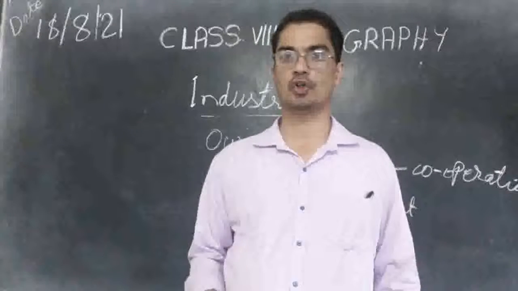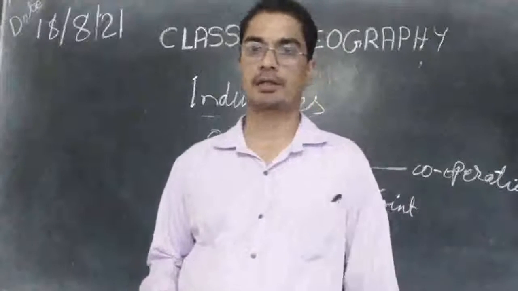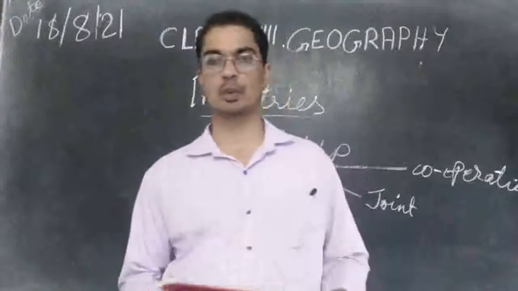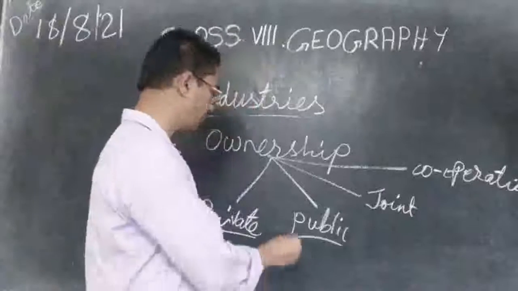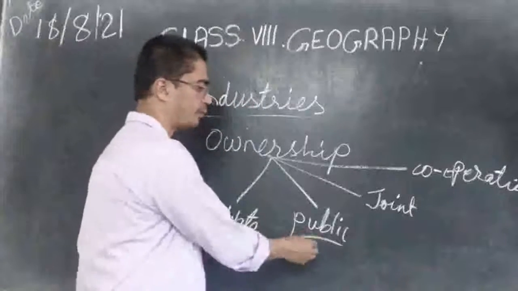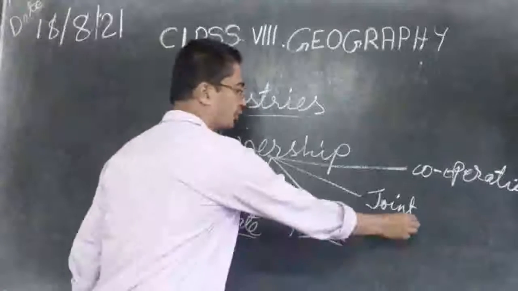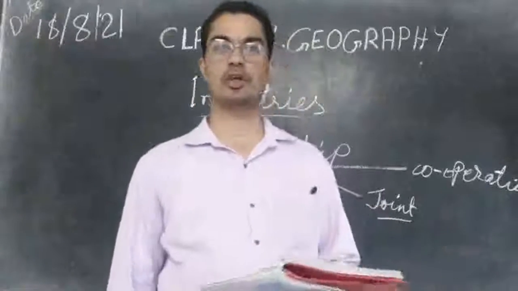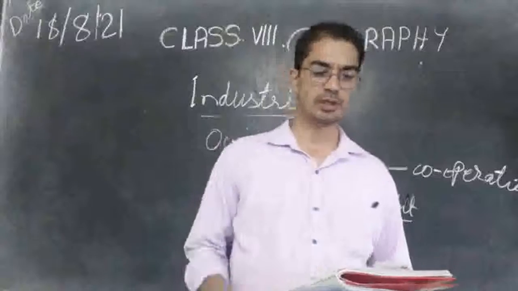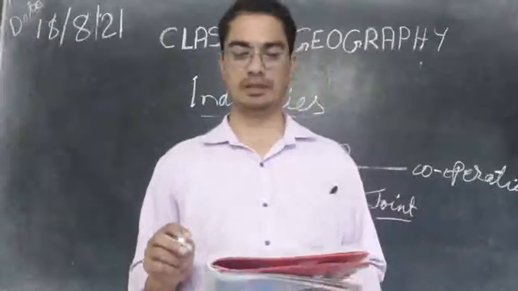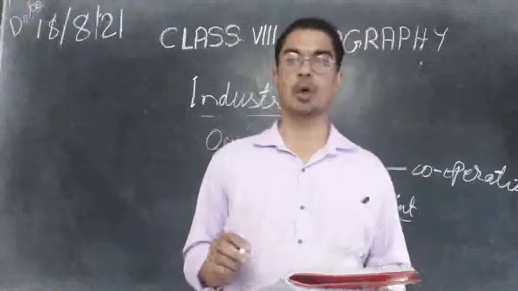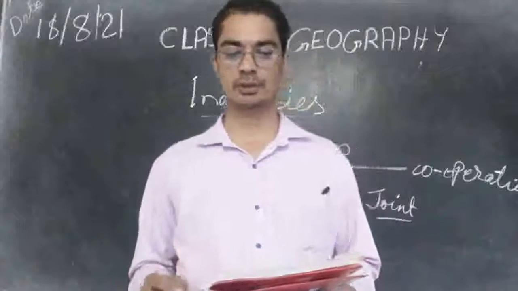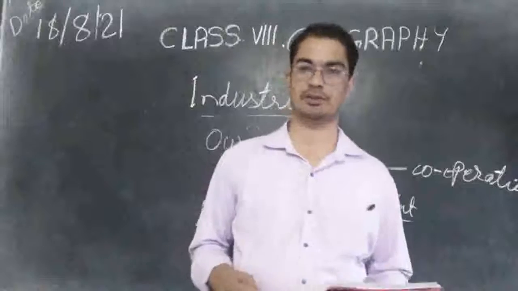Using this iron ore, they make big iron structures, iron pieces, and so on. Then let's see what is joint sector. If you study private sector and public sector, joint sector is very easy. It is the combination of these two. Joint sector industries are owned and operated by the state and individuals or a group of individuals.